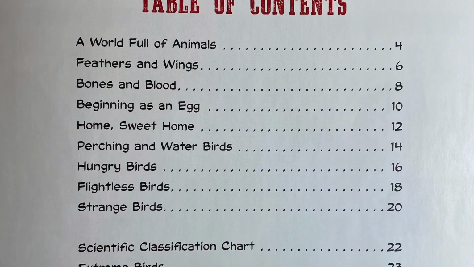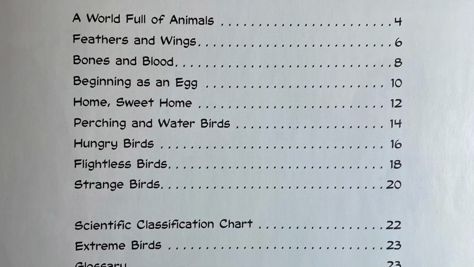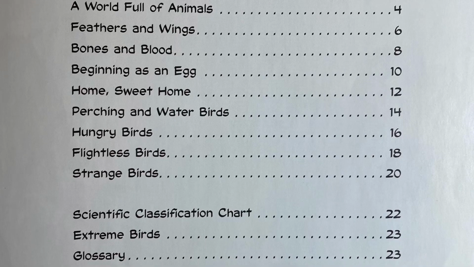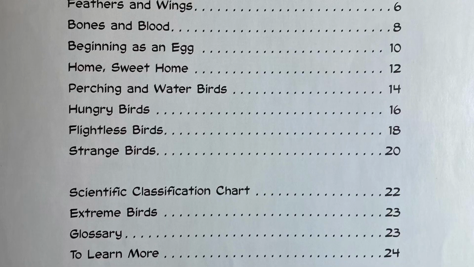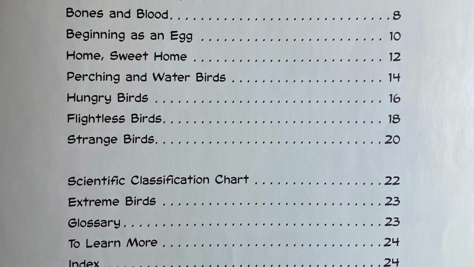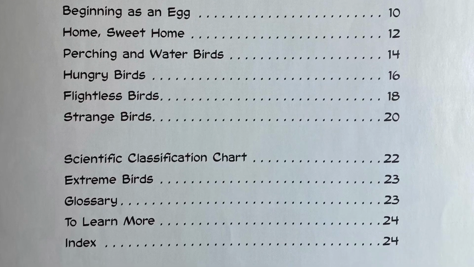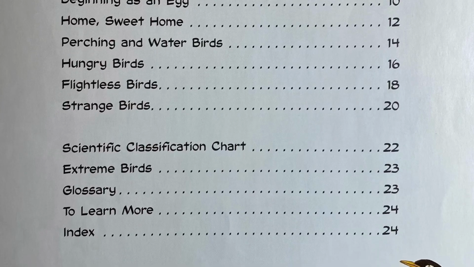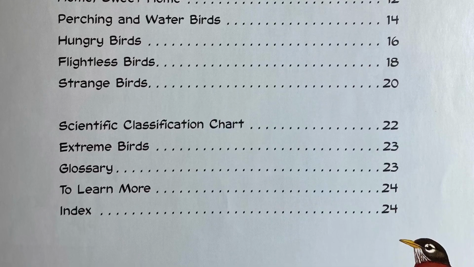Okay, so now this is called the table of contents. This is a text feature, and it comes at the beginning of a book. In this book, we have the table of contents, and it's going to tell you the information that you're going to read in this book. It has the titles for each of the parts of the book that you're going to read. So if you only wanted to read one part of the book, you would find that title, and then you'd find the page number, and that's where you'd go to read.